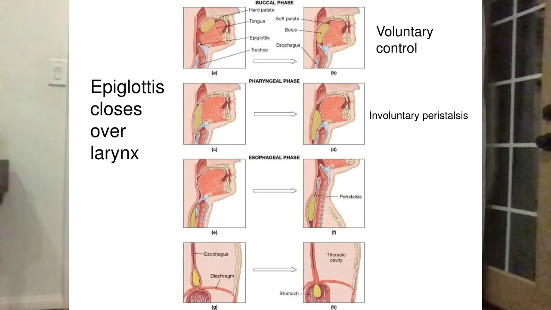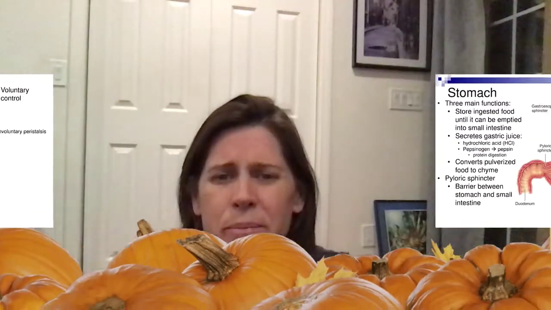Once it hits there, you start to get waves of contraction of the smooth muscle all the way down the esophagus that you can't stop from happening. That's the involuntary peristalsis. Peristalsis is these waves of contraction, and that conducts the food down into the stomach, and it passes by a sphincter, and I can show you that on the next slide here.